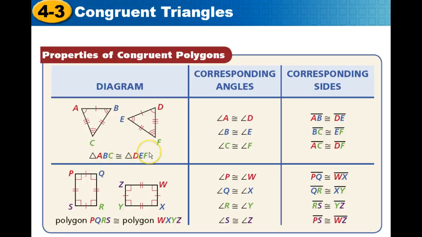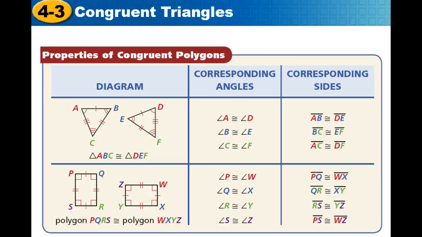The point is, it's all about the order. So if A corresponds to D and side AB corresponds to side DE, then guess what? It's all about the order down here. You better put AB next to DE. And this is probably the most important thing to learn from this section. Same goes with this polygon, this rectangle here. If I'm going to put PQRS, then PQ better correspond to WX, since that's the order. Remember, it's all about the order.